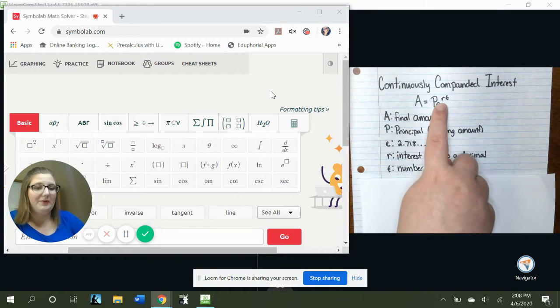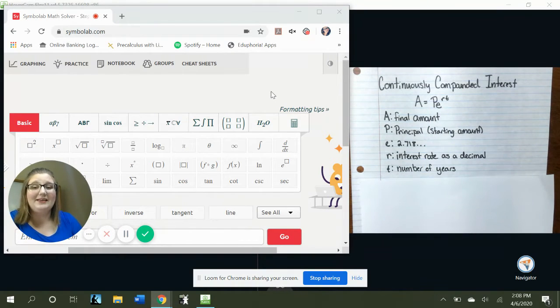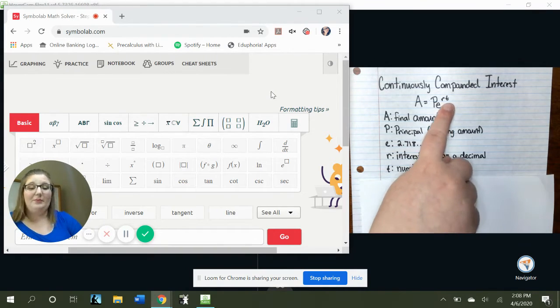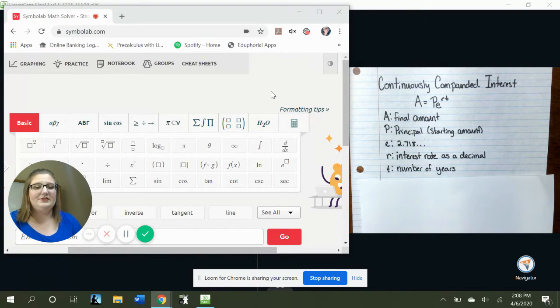Next in our formula, we have this letter R, and R is the interest rate. And when we write our interest rate in our formula, we want to change it to a decimal. A lot of times we'll be given an interest rate as a percentage. We want to change our percent into a decimal before we solve the problem. So make sure you do that as we're working through these. And then finally, T is the number of years. So in our formula, T is going to be the number of years.